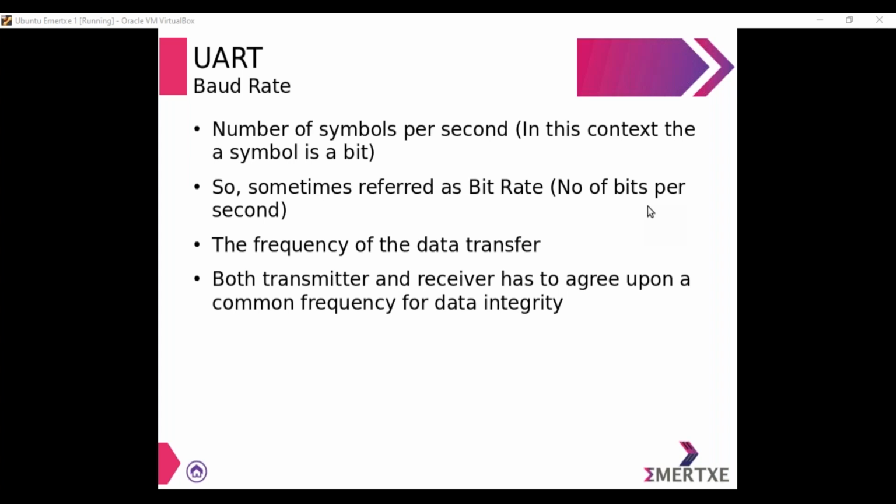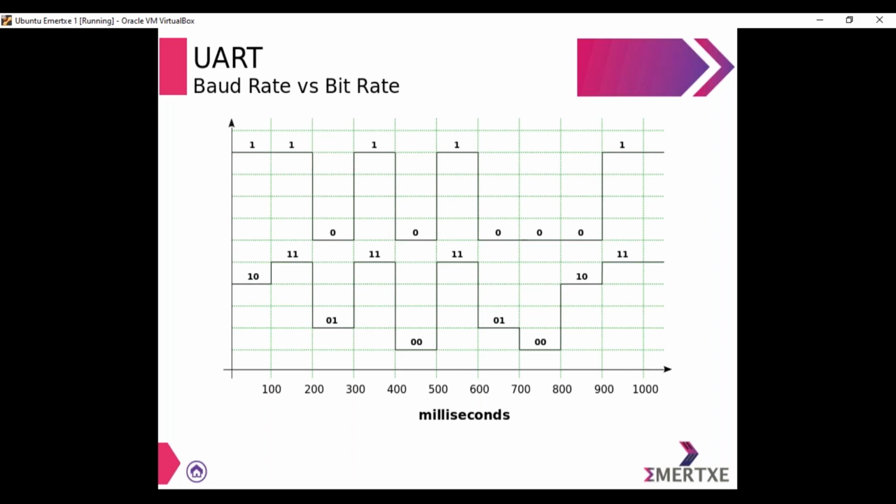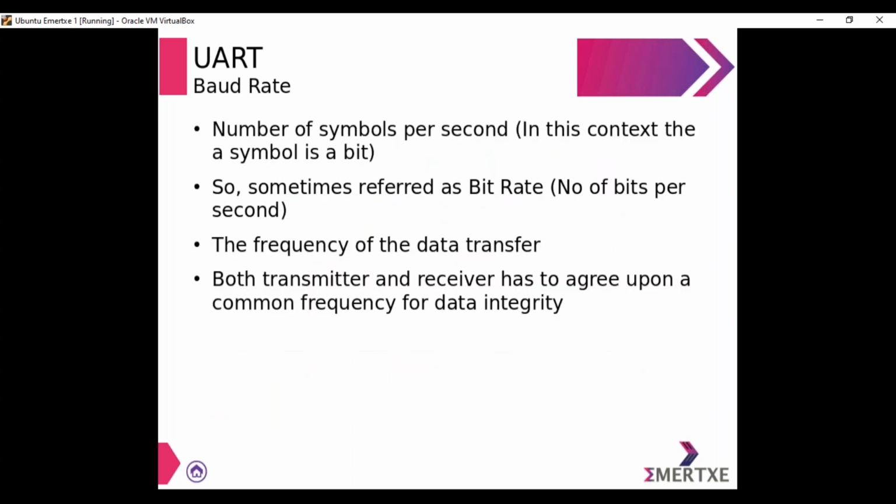So symbols may have one bit sometimes. Symbols may be made up of multiple bits with the help of a modulation technique. Now, if I have to give a correlation with respect to the baud rate and the bit rate, okay, so I can say it like this.